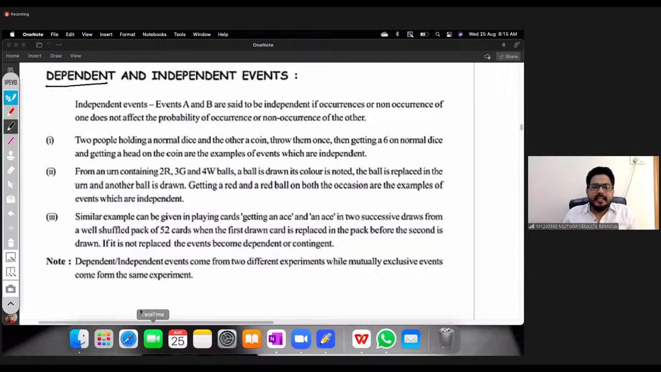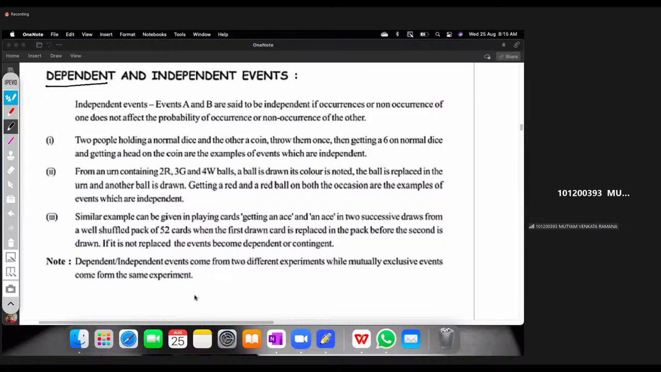Dependent and independent events. Actually for dependent and independent, just read this one and leave it, because later when we go for the probability of A intersection B, there we'll understand more clearly. Just let us look at this one. Independent events: events A and B are said to be independent if the occurrence or non-occurrence of one does not affect the probability of occurrence or non-occurrence of the second one.